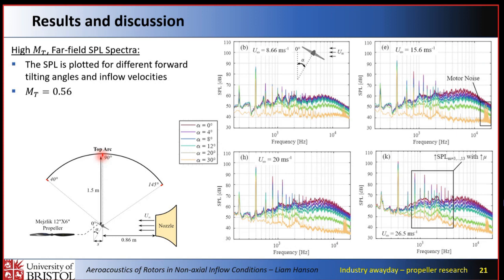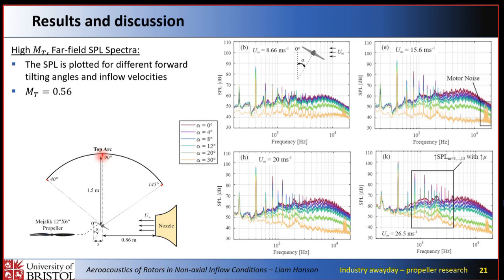So this is a tip Mach number of 0.56, almost double the tip Mach number of the previous case, at 12,000 RPM. And again, I've got different forward tilting angles here. In purple, I've got edgewise flight, now consistently the loudest. 30 degrees is the tan, which is always the quietest. And the clear difference here is that the discrepancy between the different tilting angles is quite a bit more substantial at higher tip Mach numbers. Even small amounts of tilting are giving 5-10 decibel differences. And those shallower tilting angles are always the loudest.